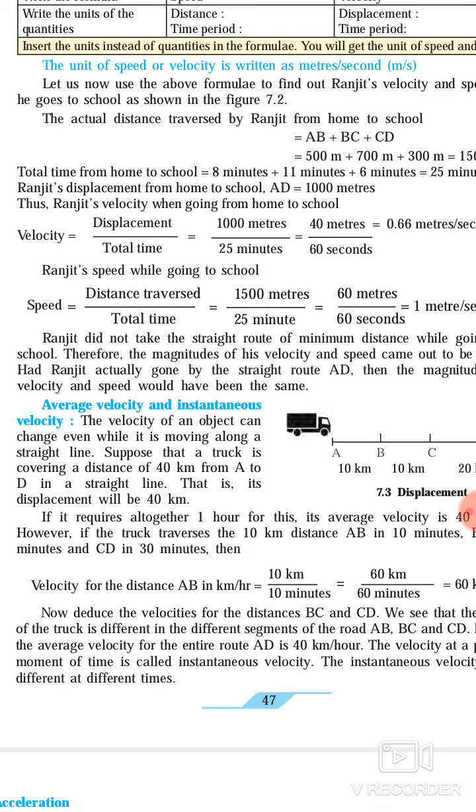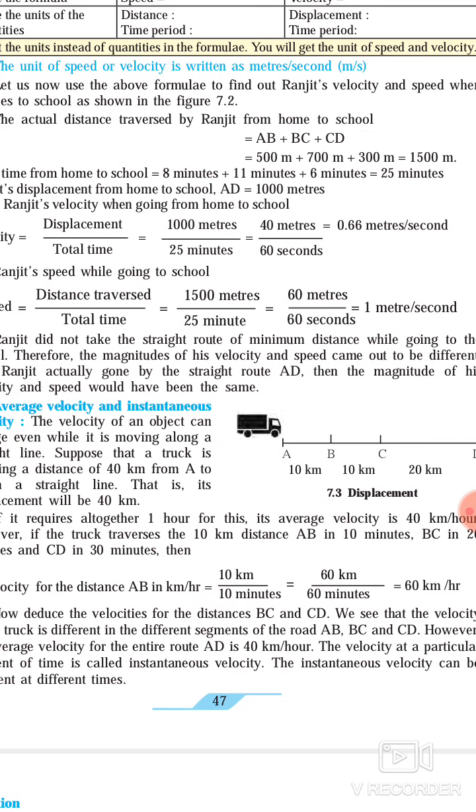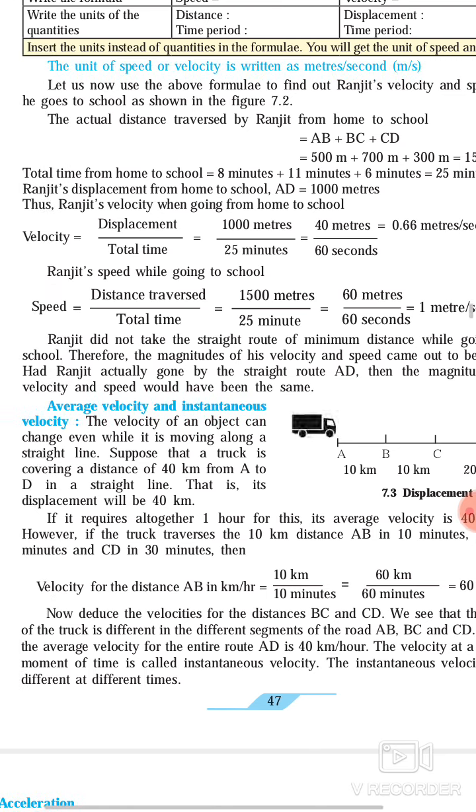Now let's calculate its displacement. Velocity is equal to displacement upon time. Displacement means the shortest distance, and the shortest distance was 1000, so 1000 upon 25. Let's calculate it. Cut 1000 by 5, then you have 40 meters upon 60 seconds, and that will come to about 0.66 meters per second.